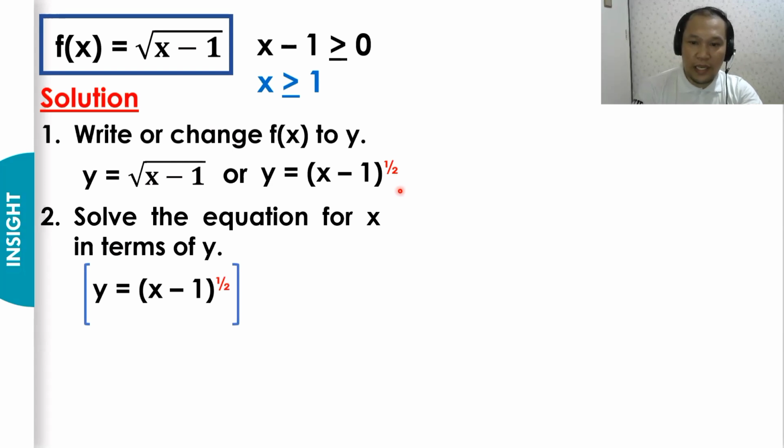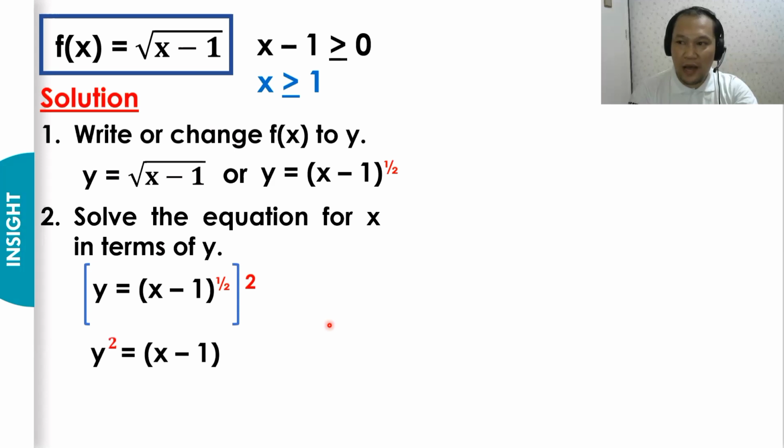Therefore, both sides will be raised to positive 2. And then, applying the power law, we are going to have y squared is equal to the quantity x minus 1 raised to 2 over 2. How did we arrive at 2 over 2? 1 times 2, that's 2, all over 2. But 2 divided by 2 is equal to 1. Therefore, our answer will be y squared is equal to x minus 1.